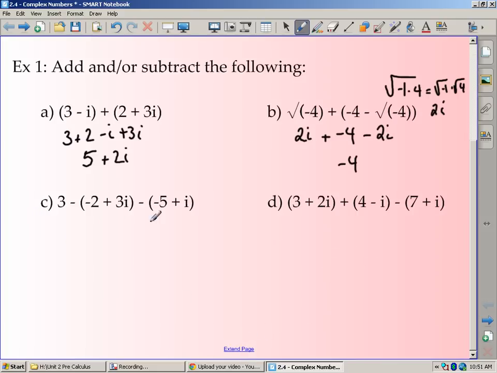When I add these together, again, I'm going to get my like terms together. Be very careful. There's a negative sign outside the parentheses, so that negative sign is like -1 times each term inside the parentheses. So when I get rid of the parentheses here, I'm going to say 3 plus 2 minus 3i. I just distributed my negative. And here I'm going to do the same thing: it's going to be plus 5 minus i. So now I just combine my like terms. I've got 3 plus 2 plus 5, which is 10, and then -3i minus i is -4i. That would be my solution to that problem.